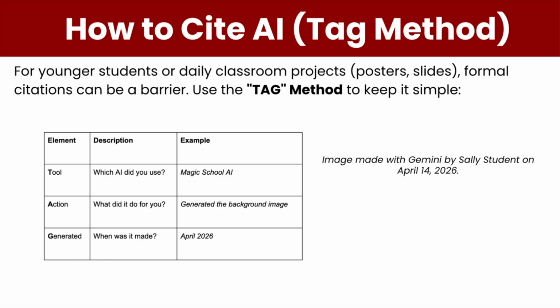Students should be aware that if permitted to use AI, citations are always required. For our younger learners or quick daily projects, we don't want formal citation rules to get in the way of honesty. Use the tag method. Name the tool, describe the action it took, and share the guidance or prompt you provided. It makes transparency a simple 3-second habit.